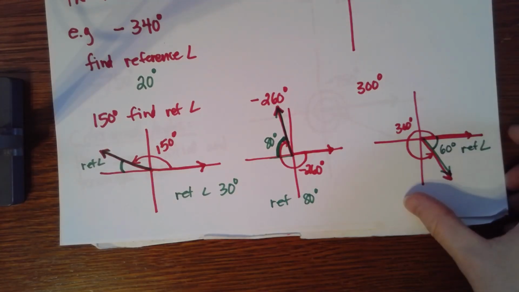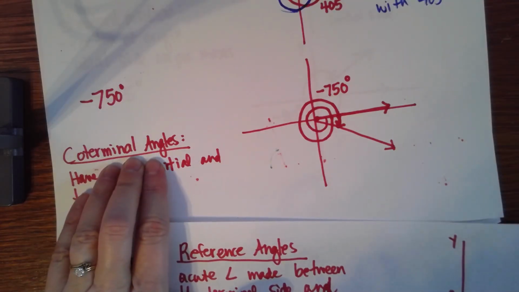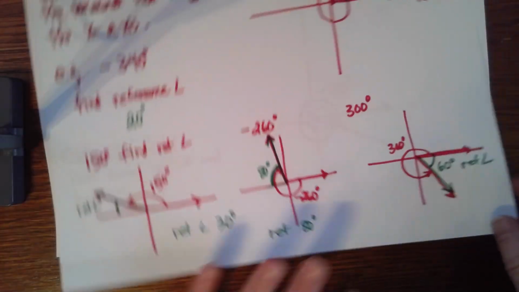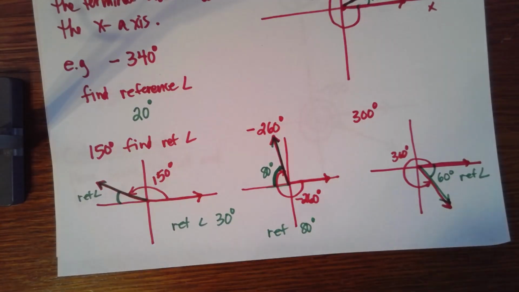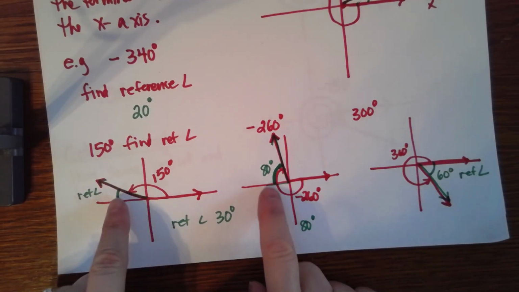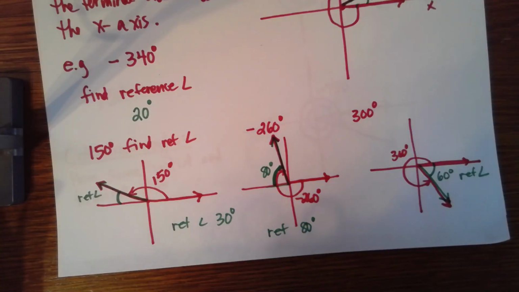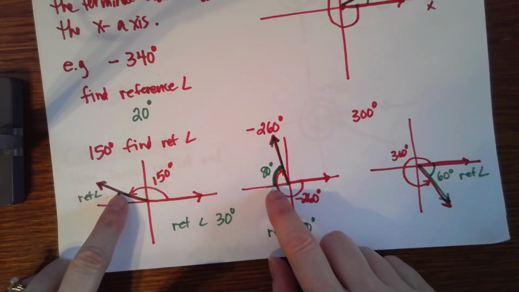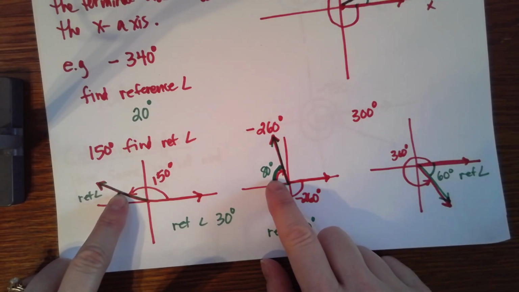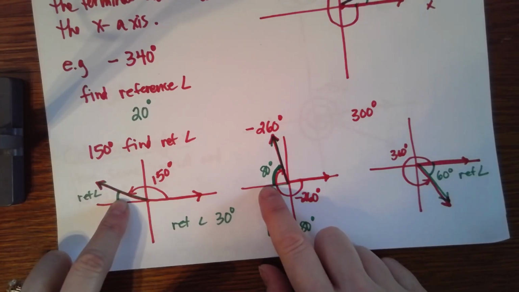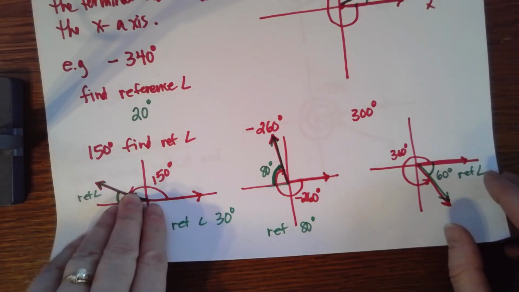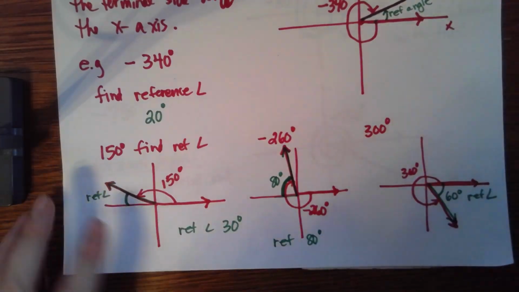Okay. So notice there's a difference between reference angles and coterminal angles. Coterminal angles always have the same initial and terminal side. Not true with reference angles. The reference angle doesn't even always have a side on the positive x-axis. It's simply an acute angle between the terminal side and the x-axis, but it might be the negative side of the x-axis. So don't confuse reference angles and coterminal angles.